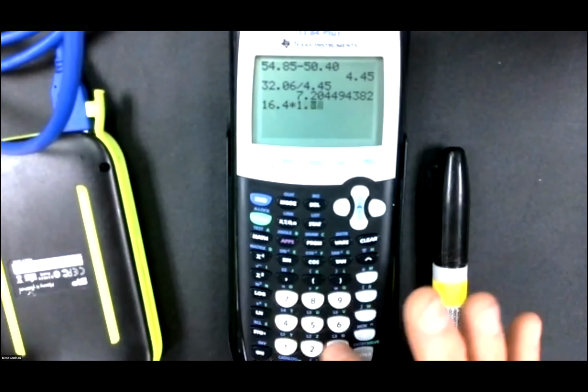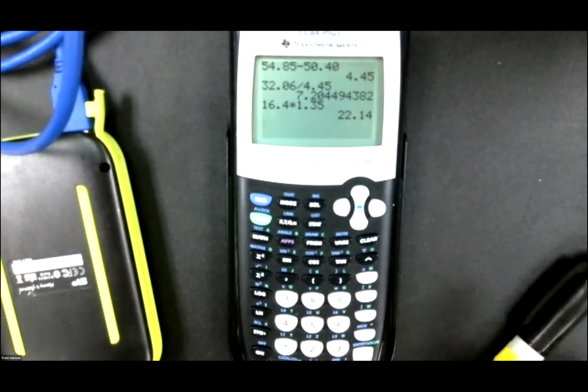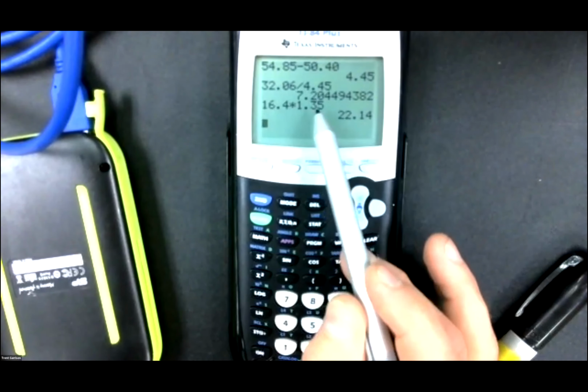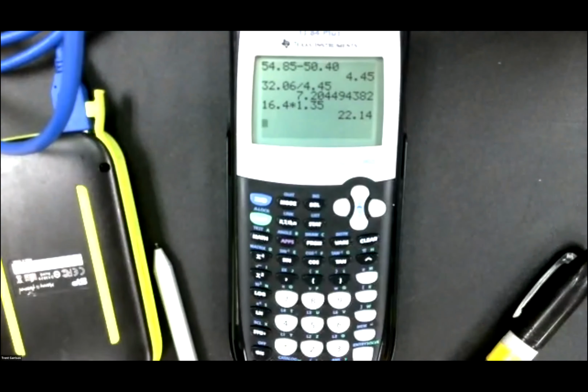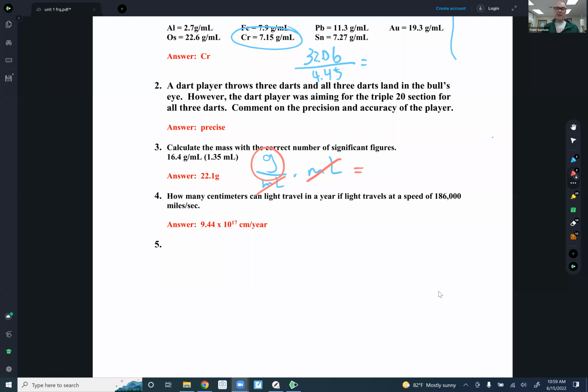16.4 times 1.35, both of these values have 3 significant figures. The 1, the 6, and the 4, 3 significant figures. The 1, the 3, the 5, 3 significant figures. But my answer has 4 significant figures. I can only use 3 of those significant figures. So let's go back to my screen and figure that out. Yeah, your answer should only have 3 significant figures, which is what is in the answer.